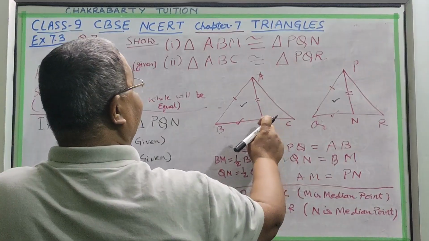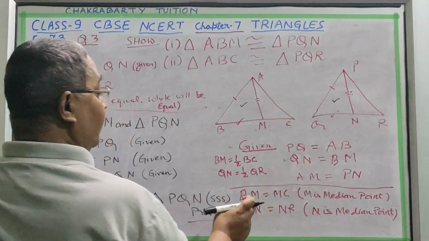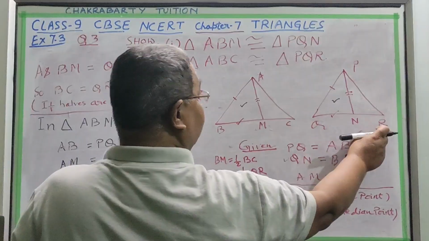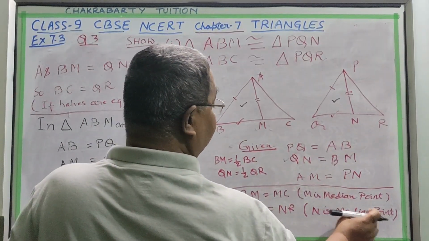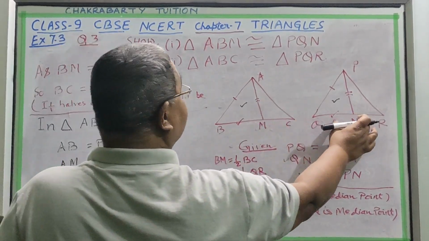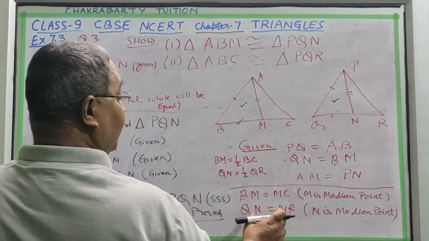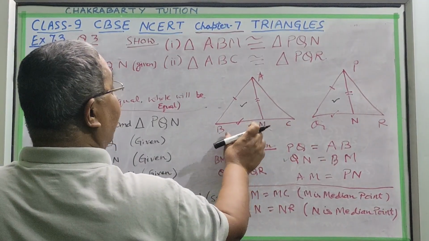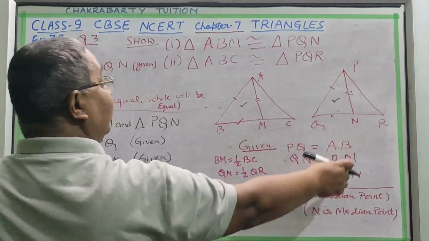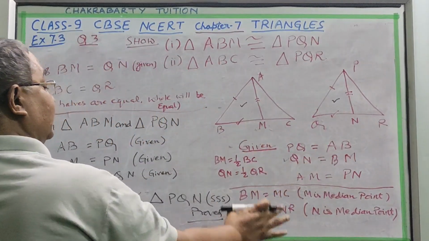Here it is a median line. Median lines always bisect the base. PN is the base. So what will happen? This BM portion will be equal to MC portion, and QN portion will be equal to NR portion, because N is also a median point and here M is also a median point. So these two parts will be equal. Now BM is half of the full BC, because you have proved that it is the median part, so BM will be equal to half of BC. Now QN and NR you have proved that both are equal due to the median line PN, that's why QN will be half of QR. So these things are given.